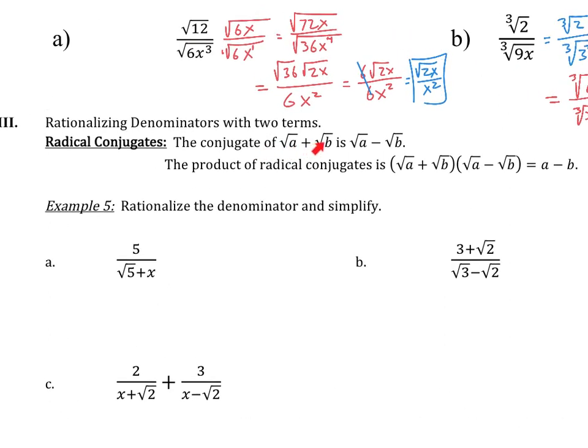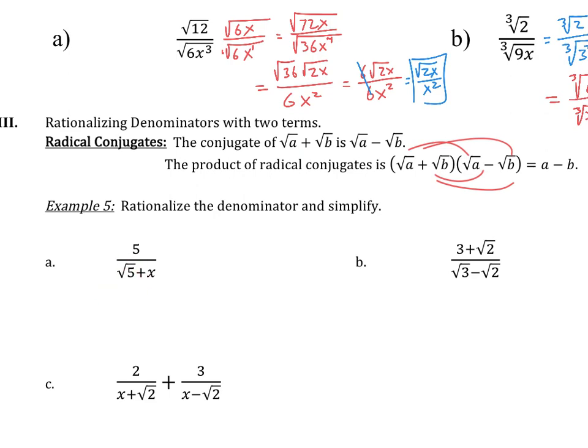Remember, if we have the square root of a plus the square root of b, the conjugate of that is the square root of a minus the square root of b. And if we multiply those, we found out that we get a minus b. You can multiply that out for yourself and simplify, and you'll end up with a minus b. Notice there's no radicals over here. Well, that's going to be real useful.